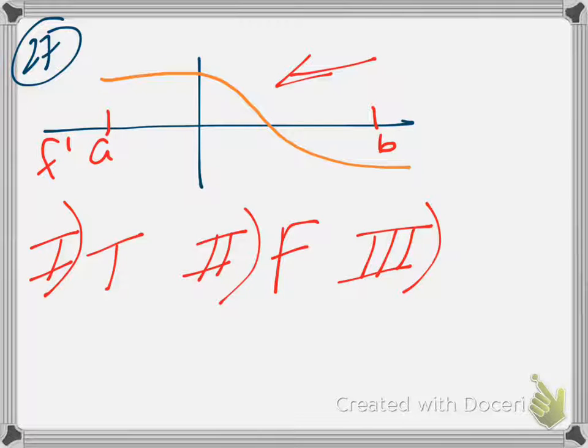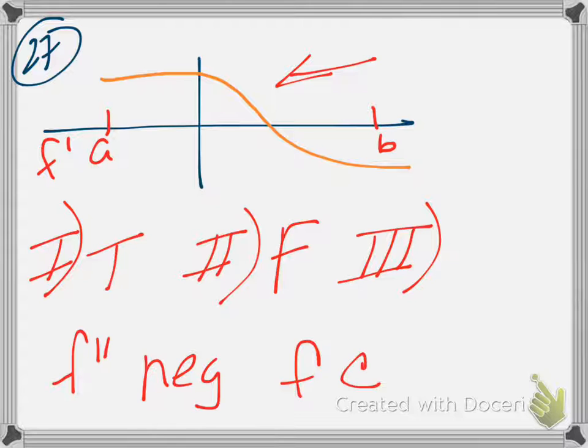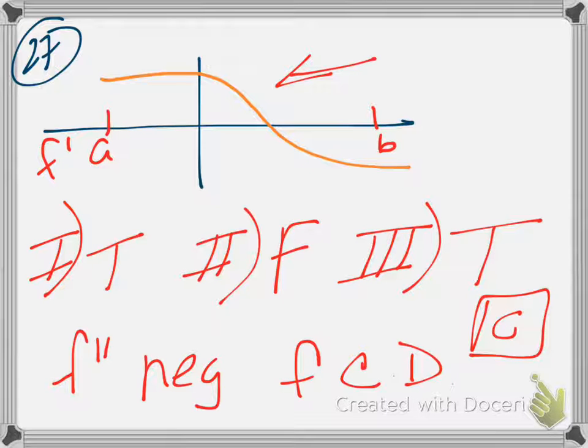Number 3. The graph of f is concave down. Okay, this is f prime, and f prime is decreasing the entire way. So if f prime is decreasing, that means that f double prime will be negative. If f double prime is negative, that means that f is concave down. So therefore number 3 is true. So we're looking for a choice that has 1 and 3, and that would be choice C.